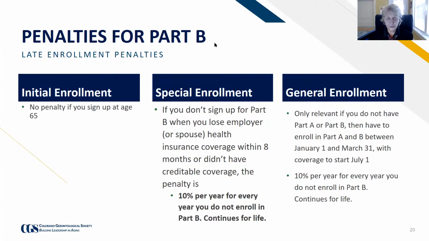So the penalty for Part B looks a little bit different. Again, there's an initial enrollment period, and you sign up at age 65, no problems. If you delay it and you create for yourself a special enrollment period so that you can sign up for Part B when you lose or your spouse loses their health insurance coverage, and you sign up within 8 months and you had credible coverage, no problem.